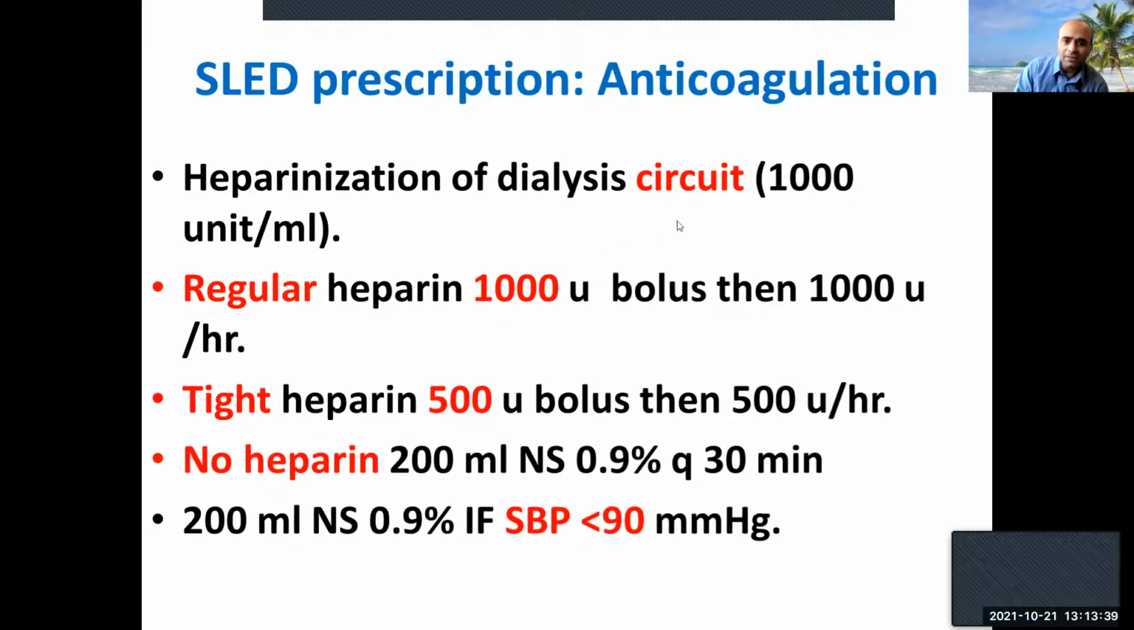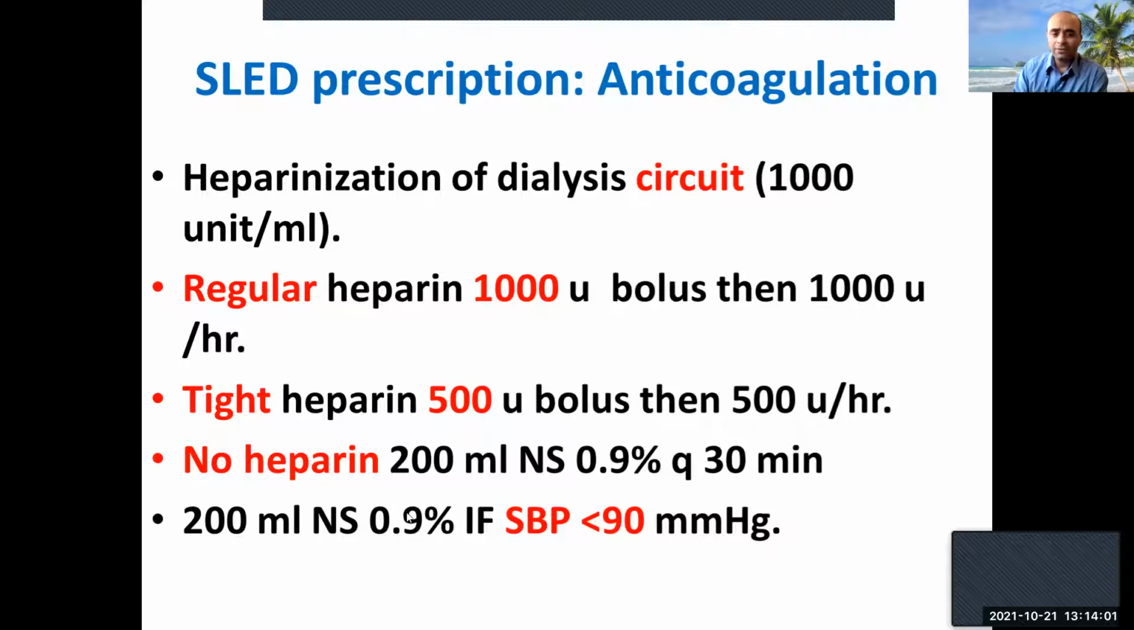For heparinization of the circuit, just do heparinization with 1000 units per 1 liter normal saline, and you can use regular heparin if no contraindication. For a patient with DVT, pulmonary embolism, or a metallic valve, just use regular heparin 1000 unit bolus, then 1000 each hour, or tight heparin 500 unit bolus, then 500 per hour.